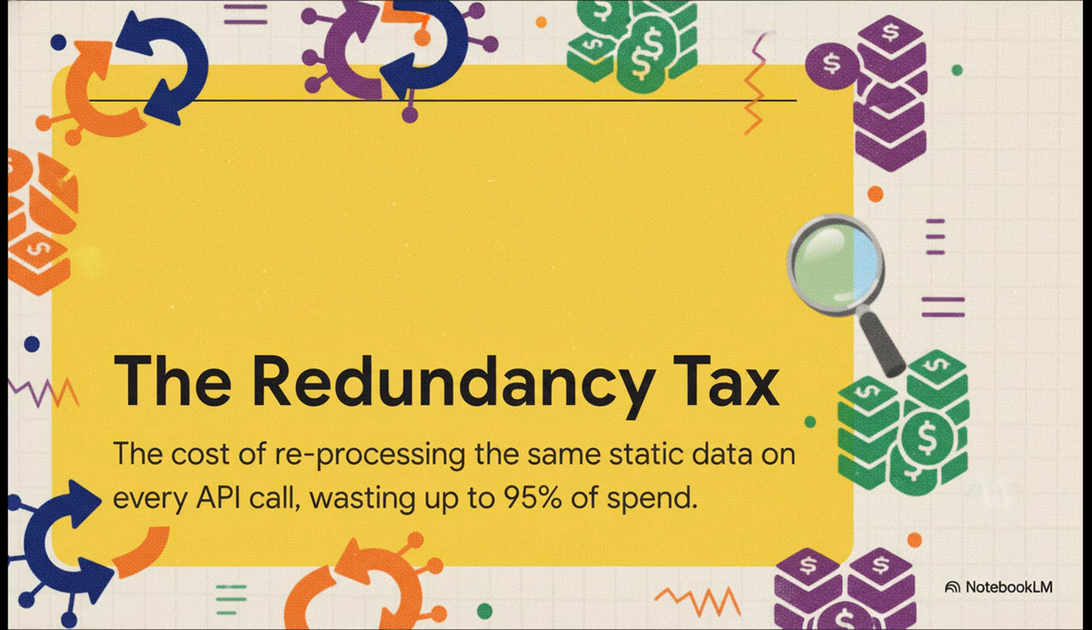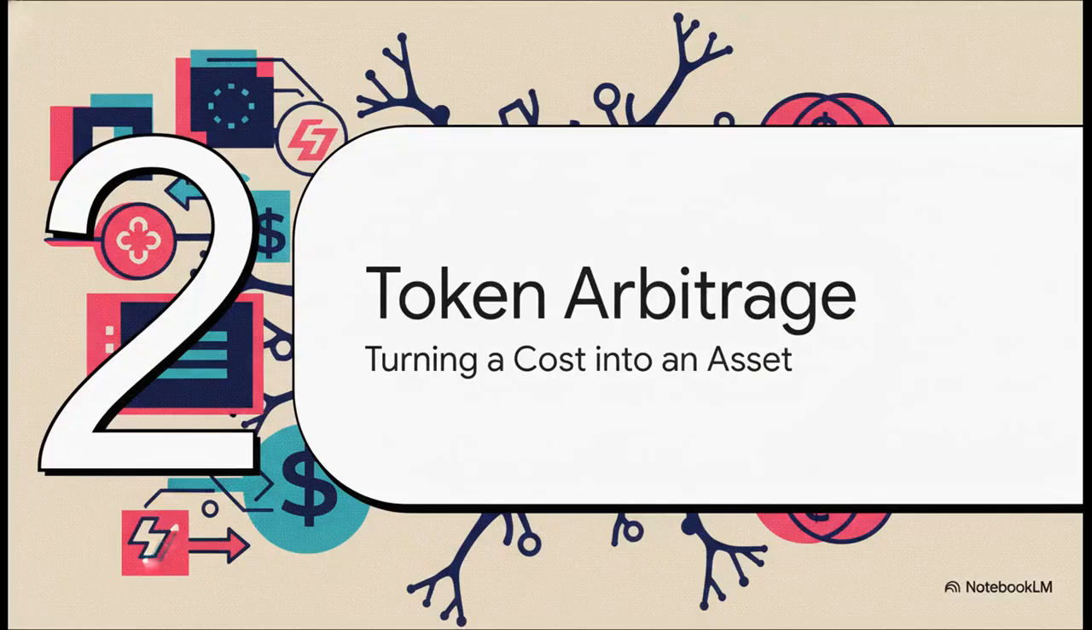It is the price you pay for forcing the LLM to recompute the attention states for data it has literally seen 1,000,000 times before. It's a crazy inefficiency that can account for up to 95% of your total token spend. No joke. So the big question is, how do we stop paying this tax? Well, the solution is to turn that cost into an asset. And this is a concept called token arbitrage.